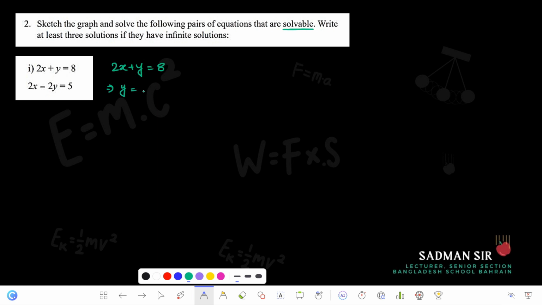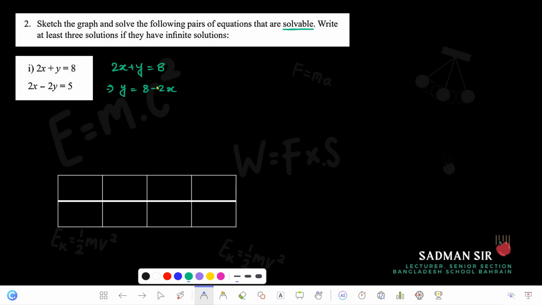So y equal to, what shall we get here? 2x is positive. If I change the side, then it will become minus. So y is equal to 8 minus 2x. Now based on this equation, we need to form a table. The table goes like this, and in the table we will have the values of x and y.